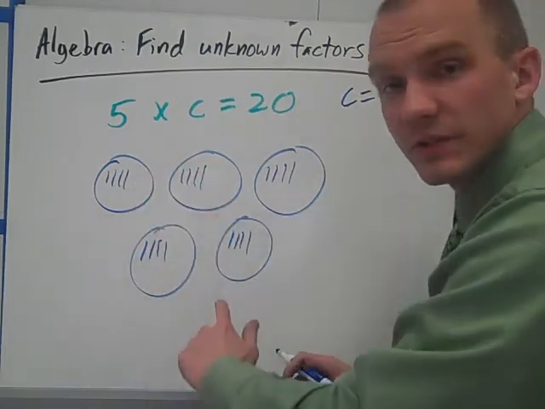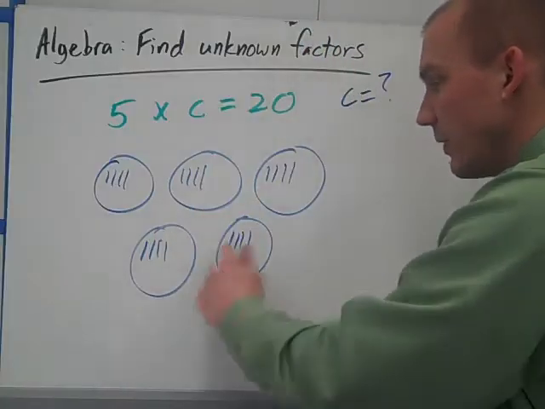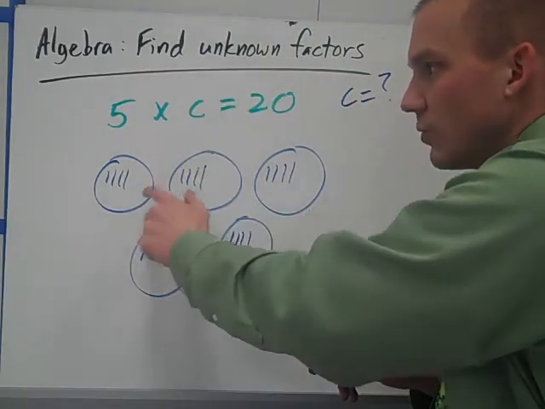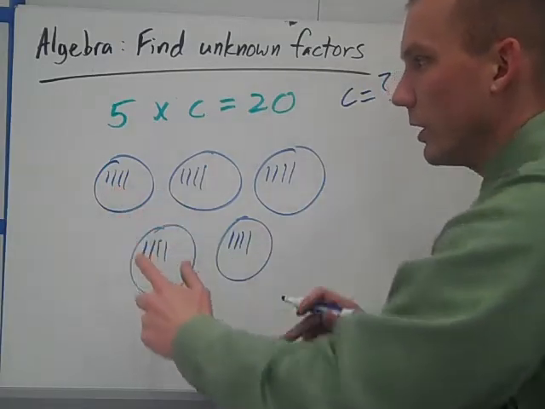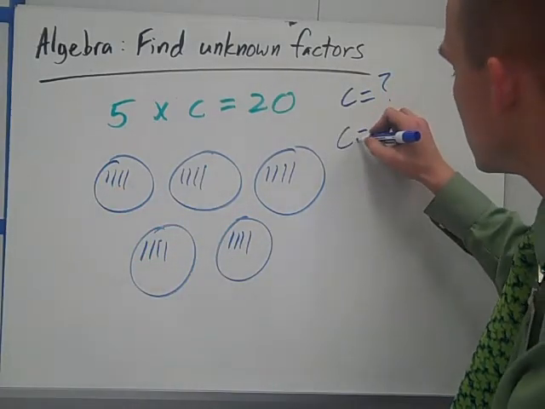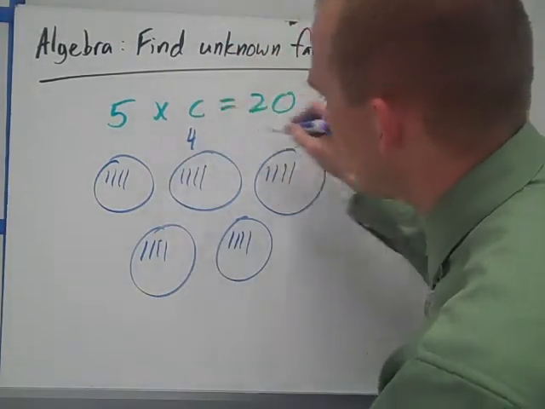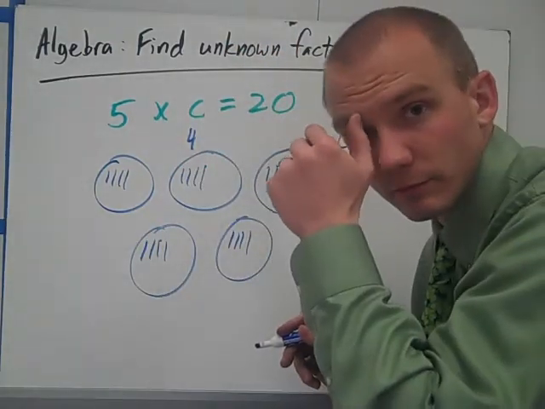Now I have 20 of something, in 5 groups. How many are in each one of these groups? 5 times what? 1, 2, 3, 4. So C is going to equal 4 because 5 times 4 equals 20.